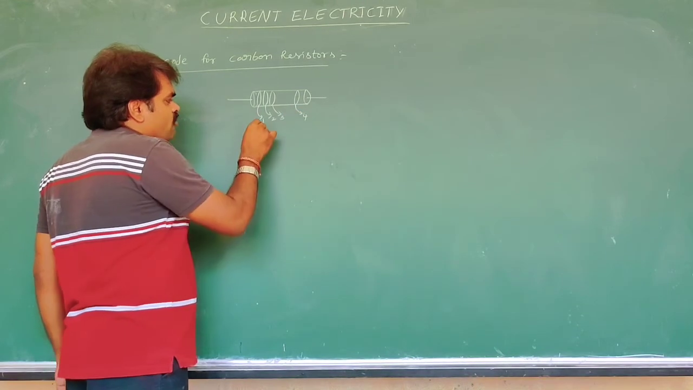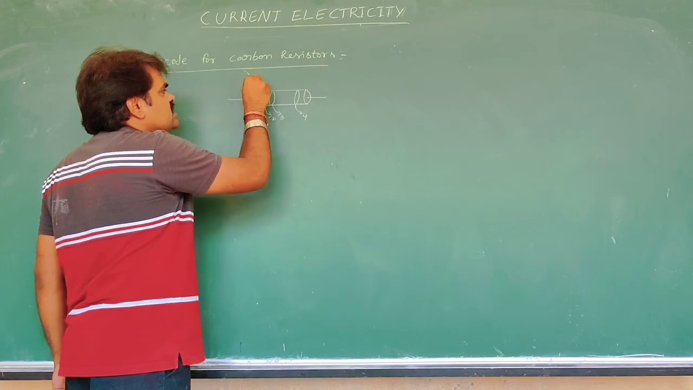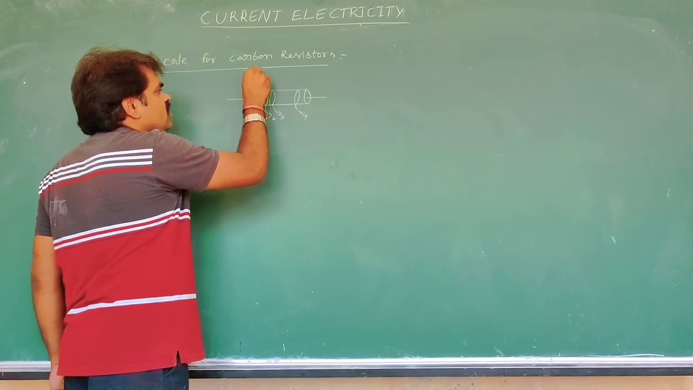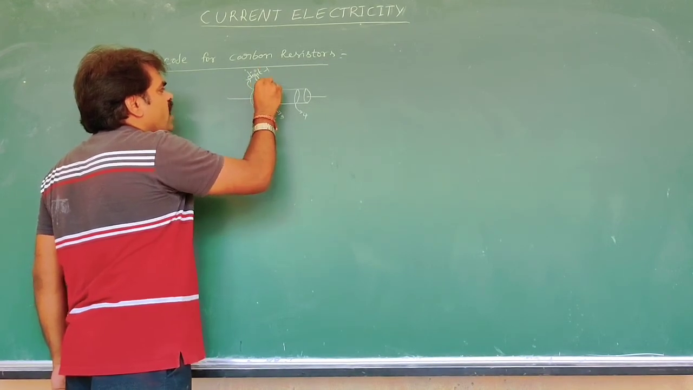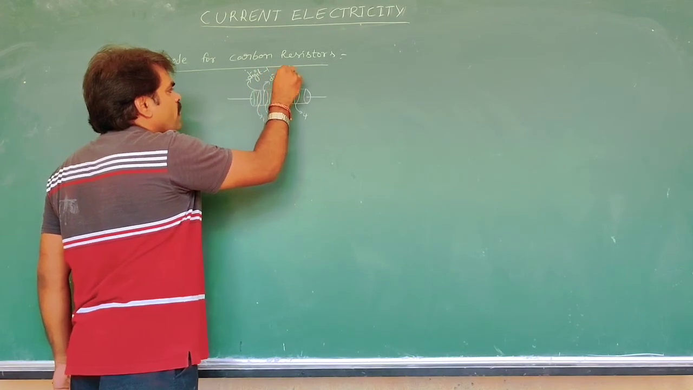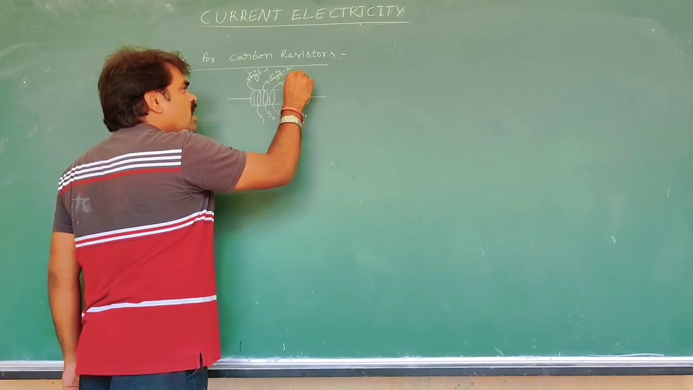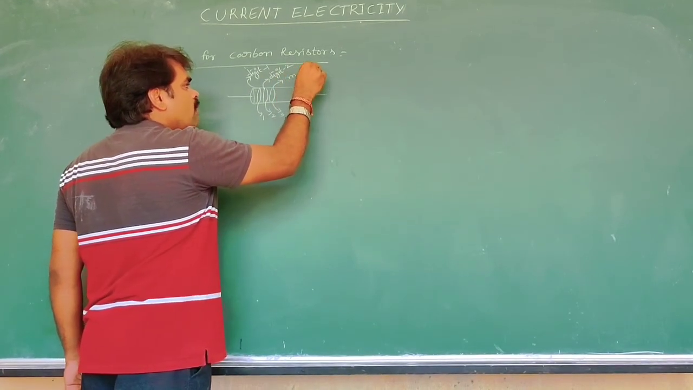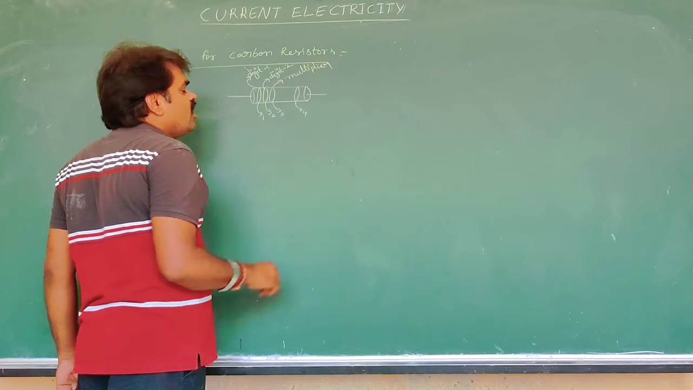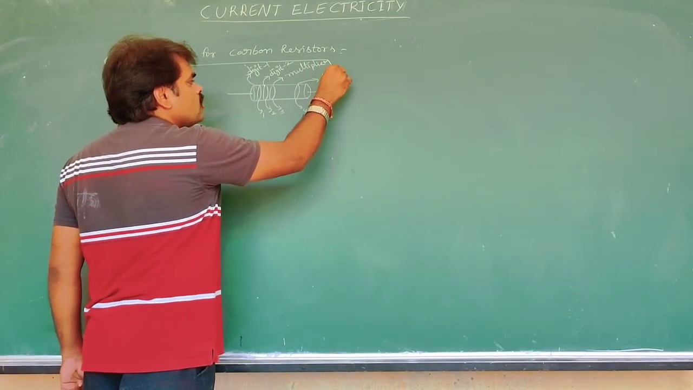The first band represents digit 1. The second band represents digit 2, and the third band represents the multiplier, and the fourth band is the tolerance.